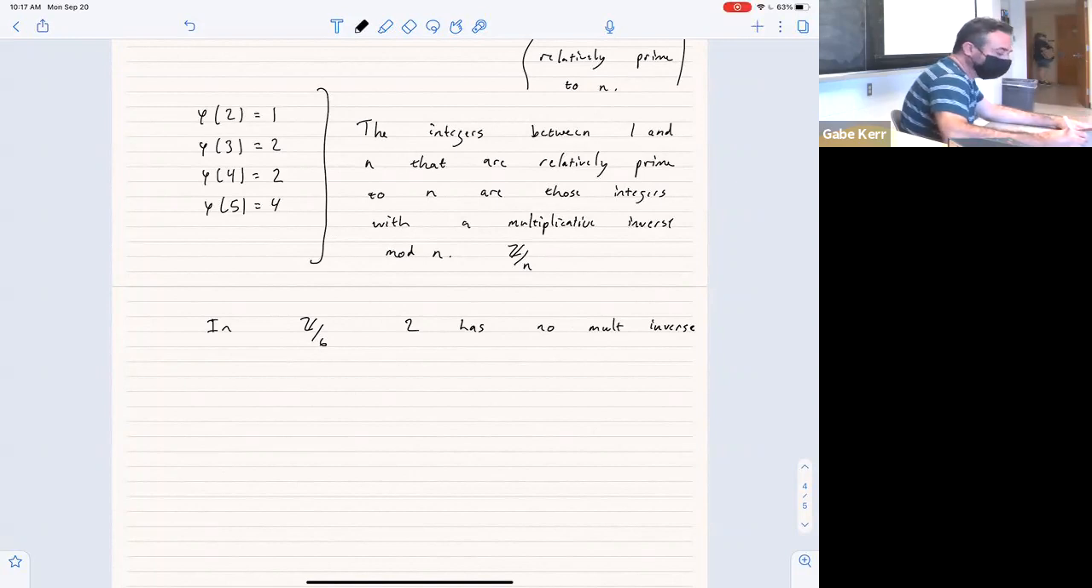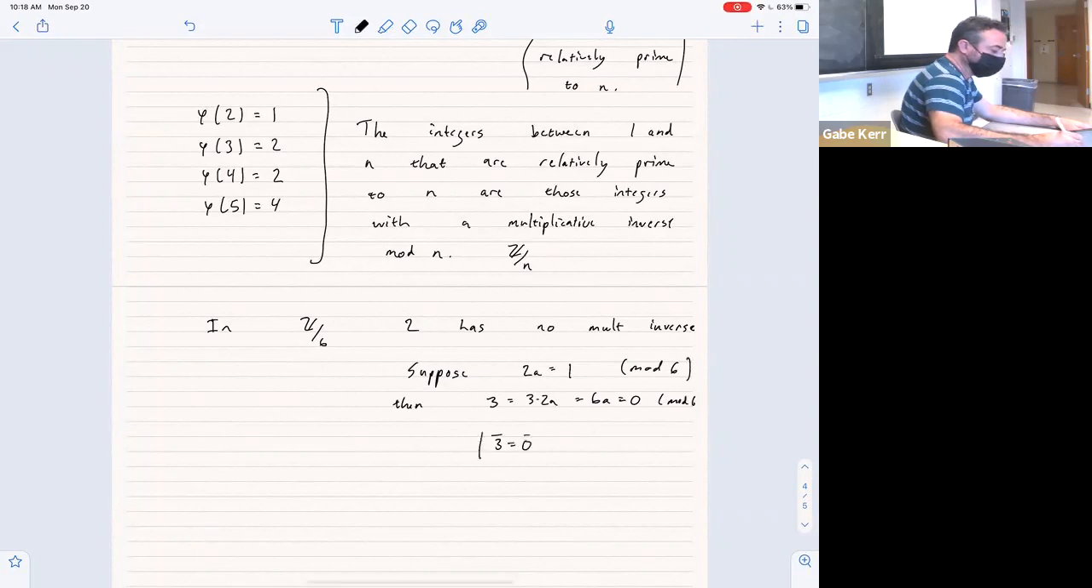So suppose otherwise, suppose 2 times A is equal to 1 mod 6. Then what happens when we multiply this by 3? 3 is equal to 3 times 2A, which is 6 times A. What is 6 times A? 0. So 3 is 0 mod 6. That's saying 3 equals 0, but we know this is false.